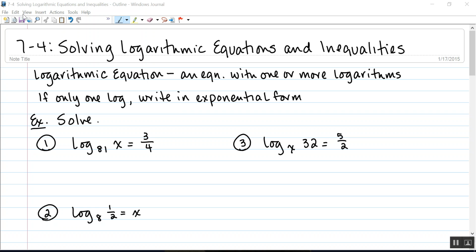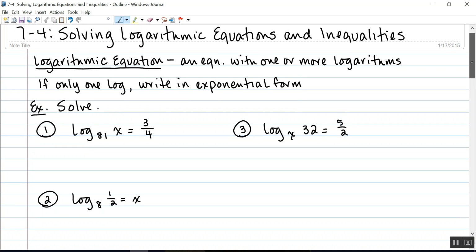Section 7.4 is on solving logarithmic equations and inequalities. A logarithmic equation is an equation with one or more logarithms. If there's only one logarithm, then to solve it, we're going to write it in exponential form. And I have three examples for us to take a look at here.